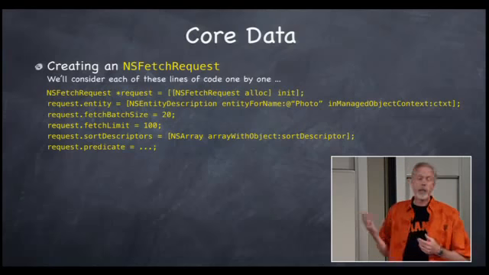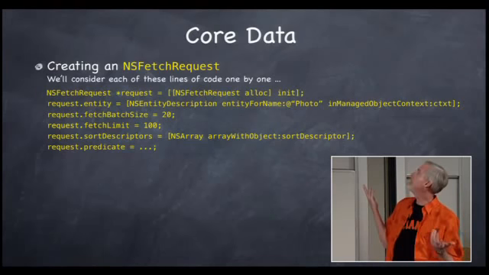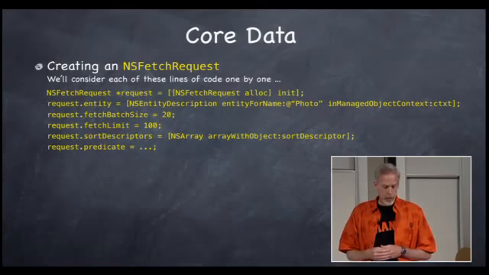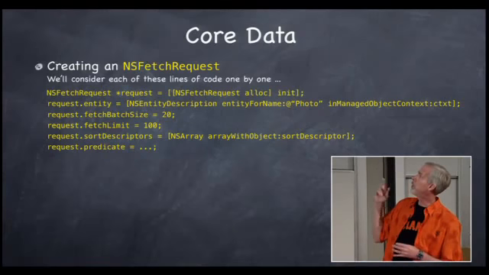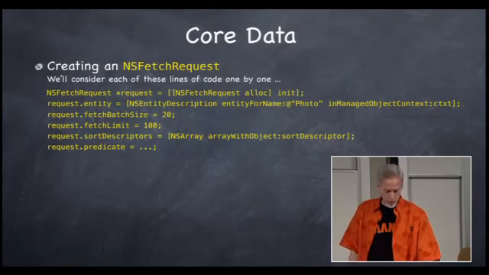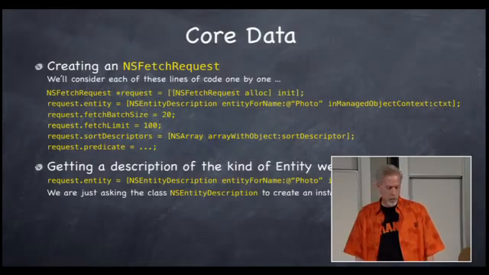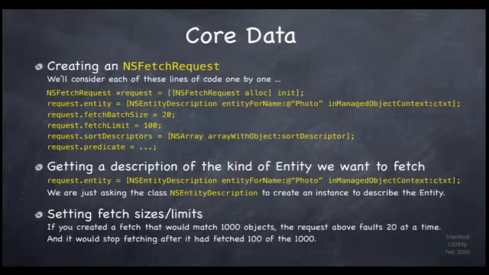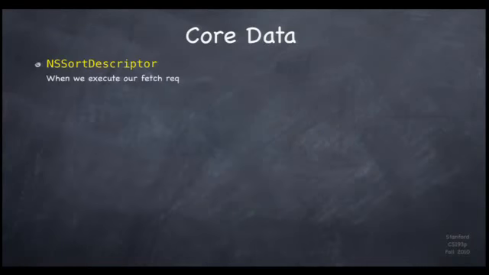And then you've got your predicate. So I haven't really told you how the sort descriptor and the predicate work. This code would only have one sort descriptor, right? I have an NSArray with object: sort descriptor. And I haven't shown you the sort descriptors or the predicate. So let's look at those in more detail. So entity we talked about, and fetch size limit we talked about. So let's look at the sort descriptor.